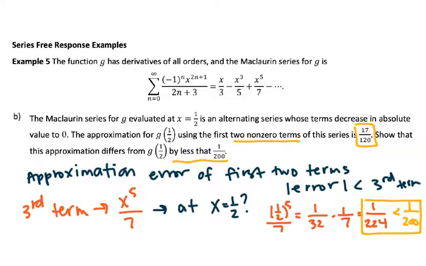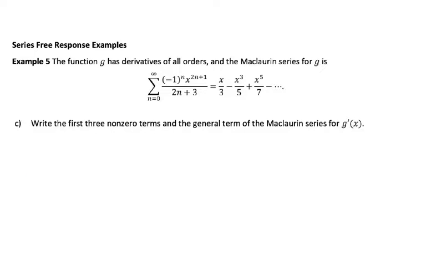So that's really all you're doing there, is making the connection that you need to find the third term, and that you know that your error has to be less than that. So thus, if it's less than that third term, it's going to be within the error they're asking about, which is 1 over 200.